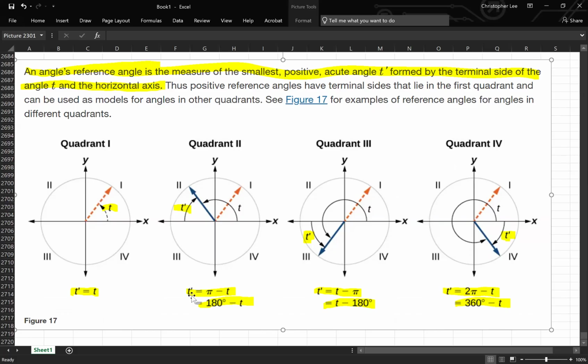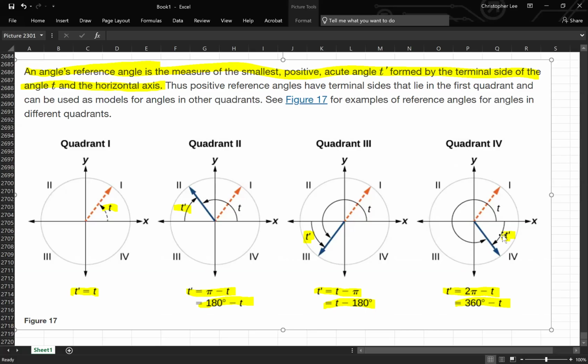Quadrant 2, where T prime is going to be 180 minus T. That's how we're going to get this angle right here, 180 minus T. Quadrant 3, if we want to get that angle, it's actually going to be, oh, no, sorry, T minus 180, because T is going to be bigger. That's how you're going to get this little angle right here for T prime. In the fourth quadrant, you're going to do 360 minus T to get that coterminal angle. All right. Questions on this?